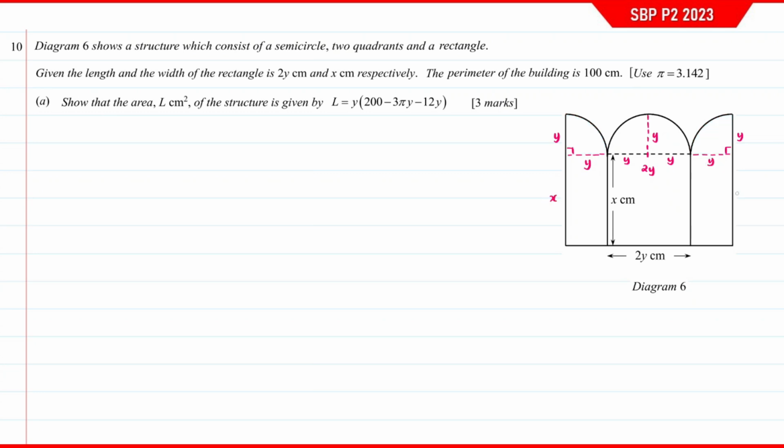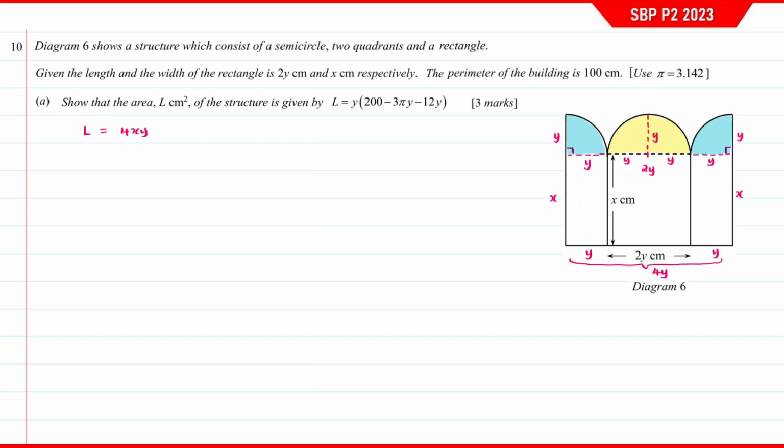Then this part here will be x, and this will be y. So for this rectangle, this part here will be 4y. Then the area of the rectangle will be 4y times x, which is 4xy. So if we combine these two quadrants together, then it will form a semicircle with the radius of y, which is equal to the semicircle here.